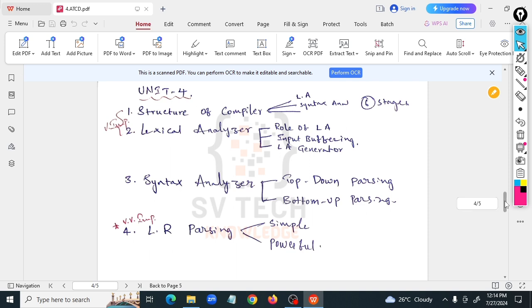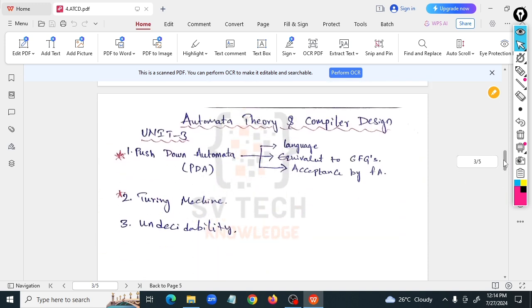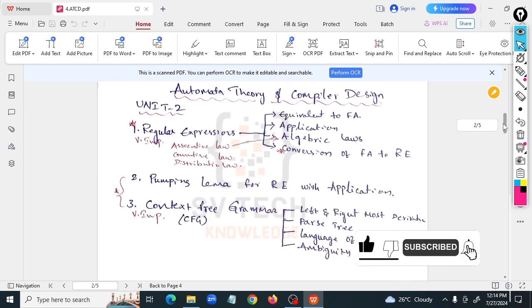So in the fourth unit also, 3 questions. In the third unit, only 2 questions: one about Turing machine and one about pushdown automata. These two are not small questions; they are big, so you have to read all the details. Next, in the second unit, only 1 question, which is regular expressions along with algebraic laws and conversion applications. And the third question will be context free grammar. You should learn at least the basics.